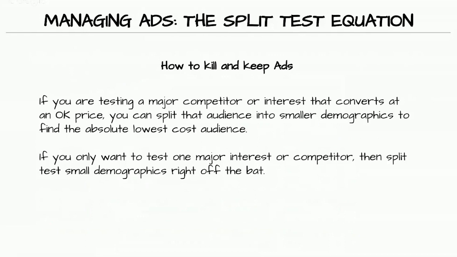So here's another cool technique. If you are testing a major competitor or interest that converts at an okay price, you can actually split that audience into smaller demographics to find the absolute lowest cost audience. If you only want to test one major interest or competitor, then split test small demographics right off the bat. Meaning, if you're only going to target Amy Porterfield, then go ahead and split everything into male, female, 25 to 34. But if you're going to target Amy Porterfield, Ryan Dice, Derek Halpern, then you might want to just target a basic demographic, maybe just male, female, all age groups. See which one converts the best, then break that one down into further demographics.